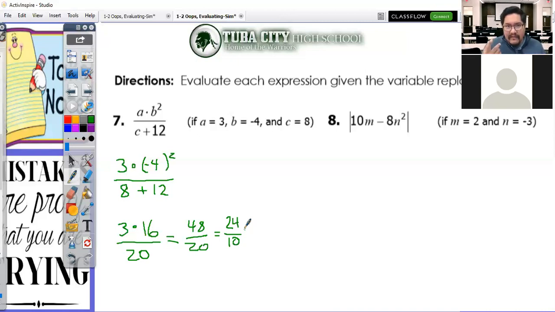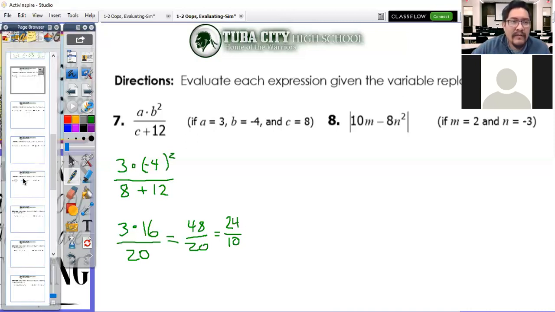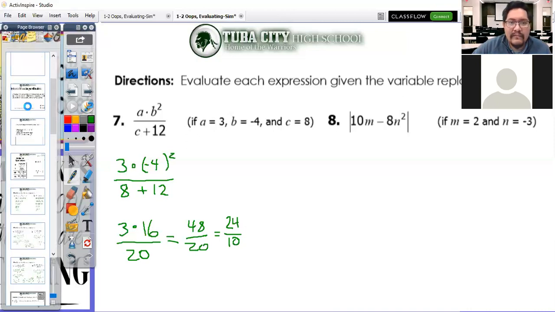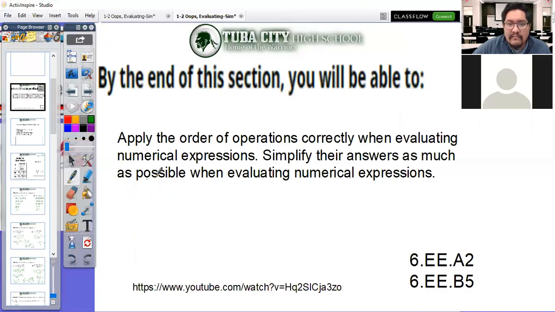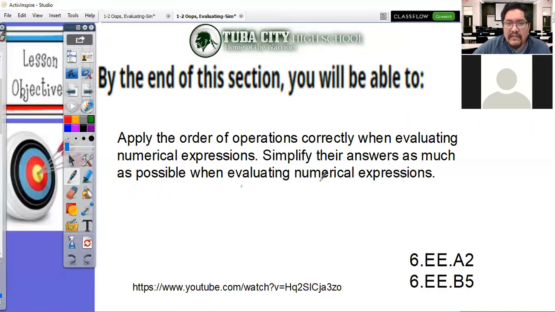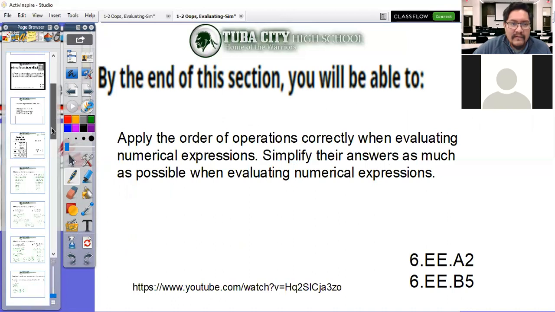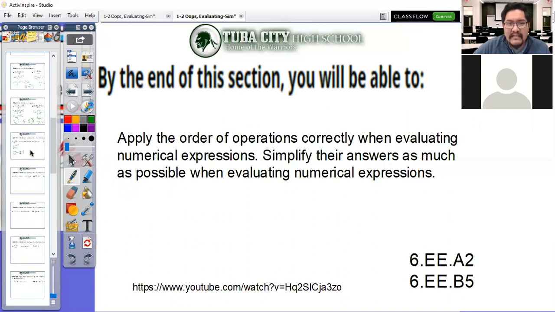Now, whenever we do this, we have to make sure to keep going, because again, we have to put it in simplest form. That's one of the objectives that we stated at the beginning of this. Make sure you simplify the answer as much as possible, right? So that was the second objective.